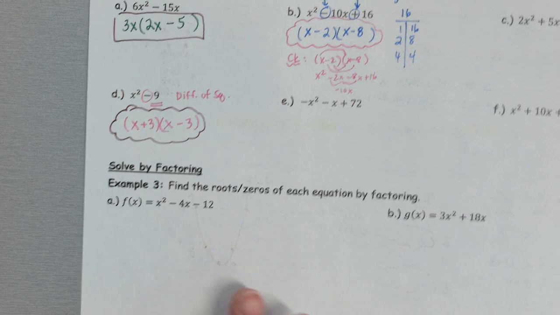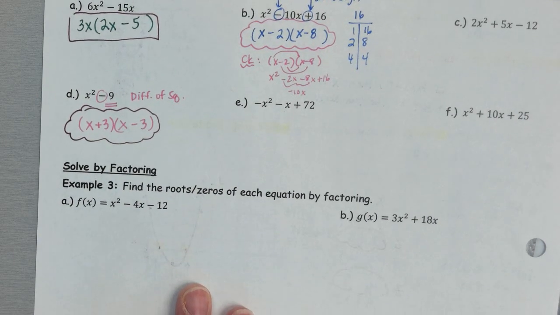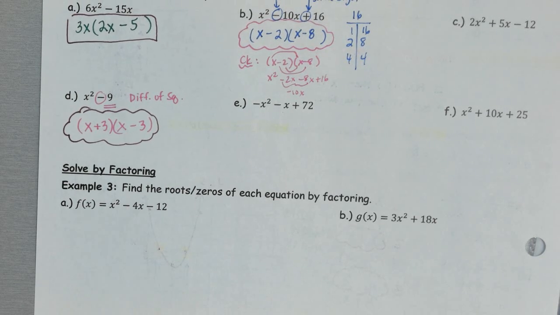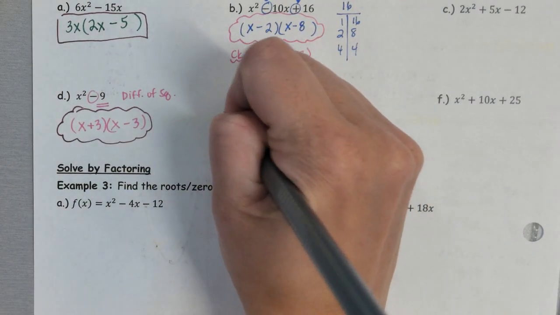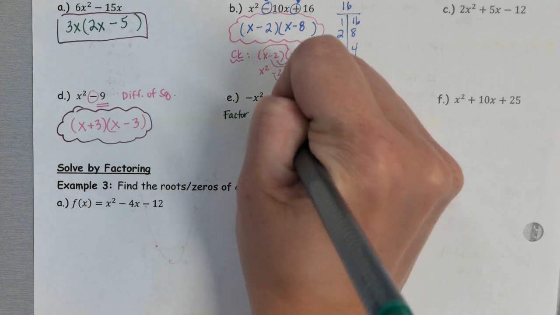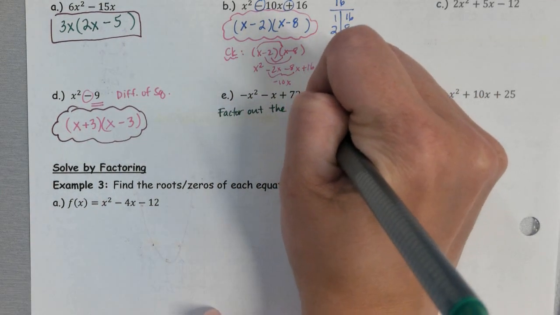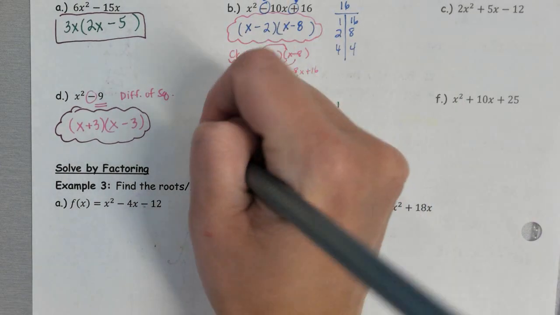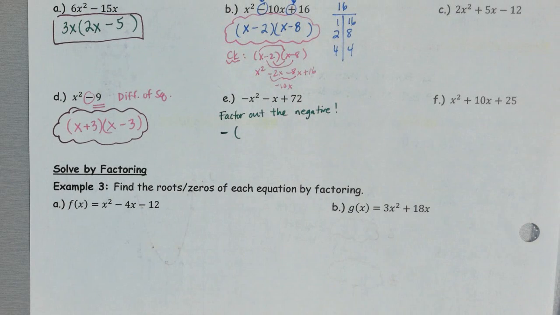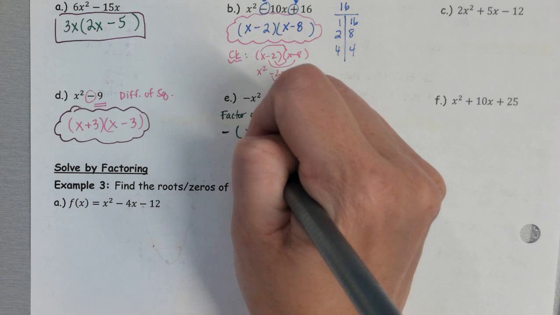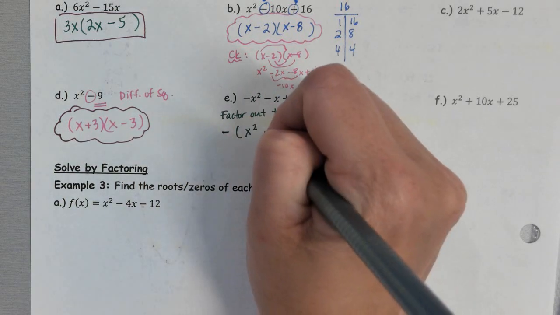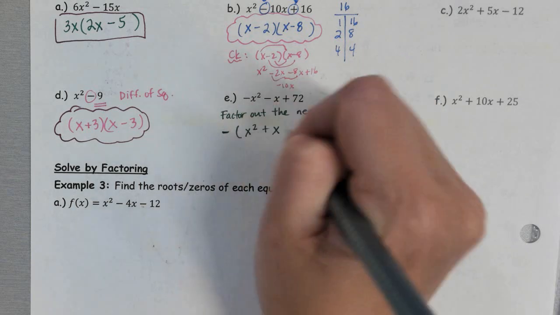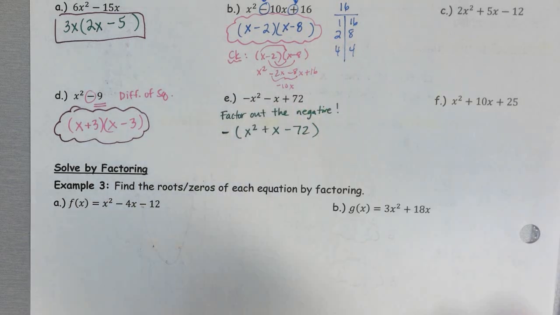Okay, now E, we haven't seen one like this where you have the negative in front. So I don't like working with negatives in front, so the first thing I'm going to do is factor out that negative. Okay, so if it starts with a negative, factor it out. So if you do that, it's like you're dividing everything by negative 1. So if I divide negative x squared by negative 1, I get x squared. Negative x divided by a negative is positive x. 72 divided by a negative is negative 72.